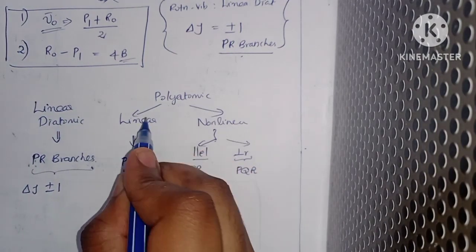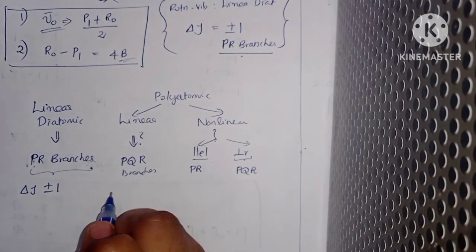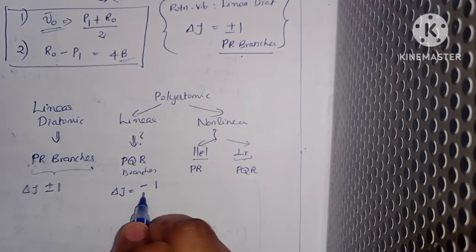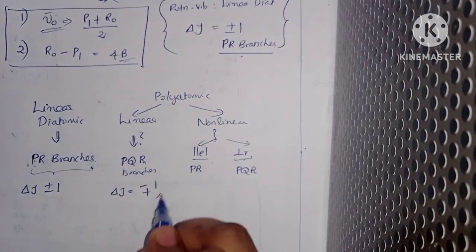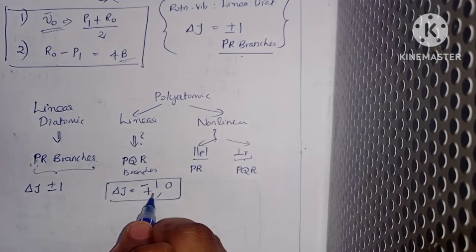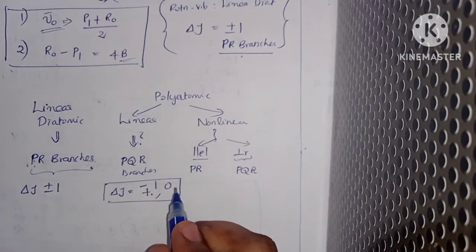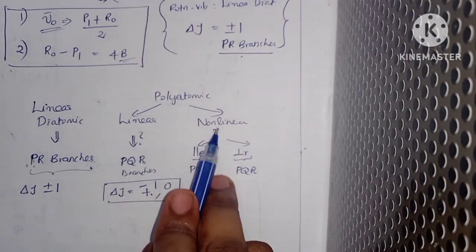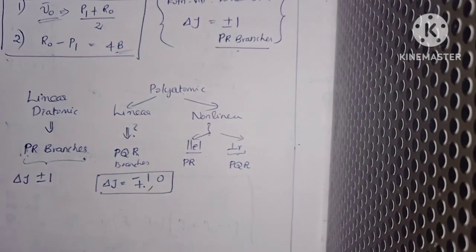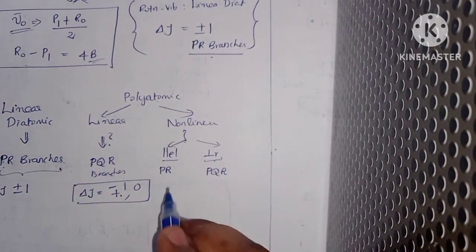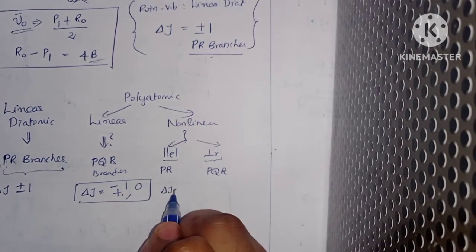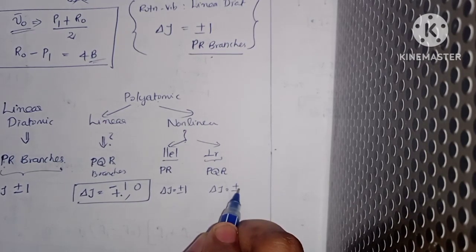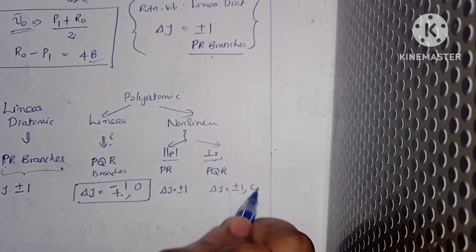For polyatomic linear, PQR branches can be seen, which means delta J is equal to P means minus 1, R means plus 1, Q means 0. That means delta J plus or minus 1 and 0 both are allowed transitions for the case of a polyatomic linear molecule. For a polyatomic non-linear molecule, a vibration with parallel nature gives a PR branch, meaning delta J is equal to plus or minus 1. PQR means delta J is equal to plus or minus 1 and 0. Q is for delta J equal to 0.